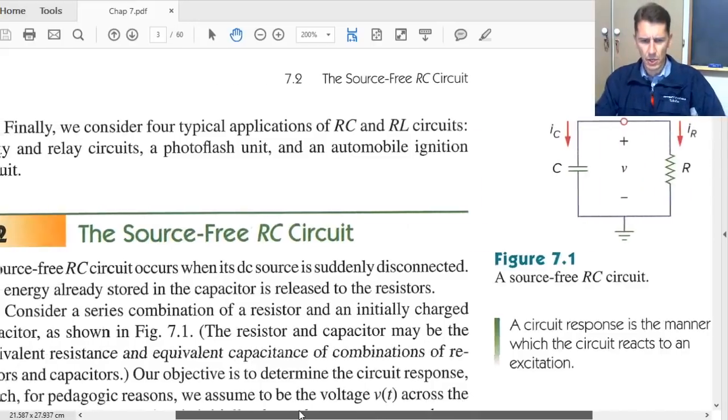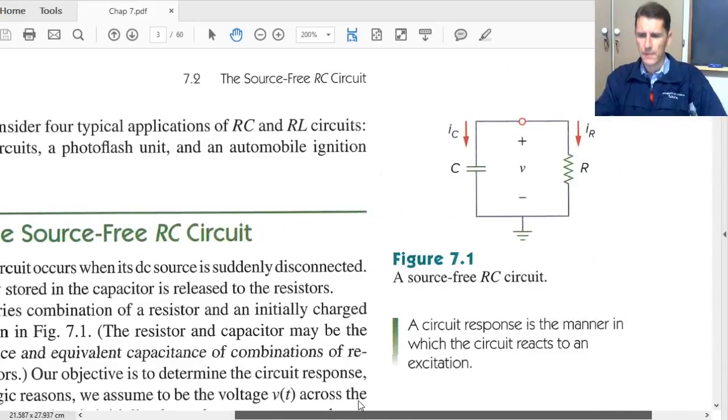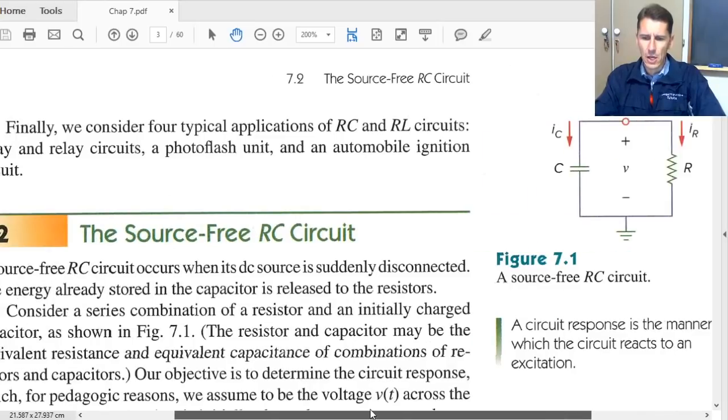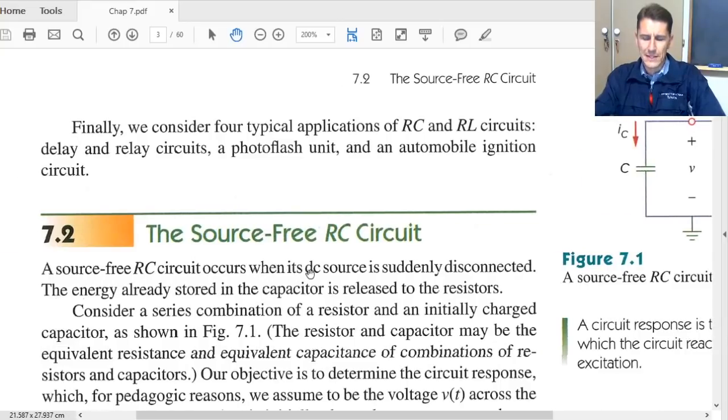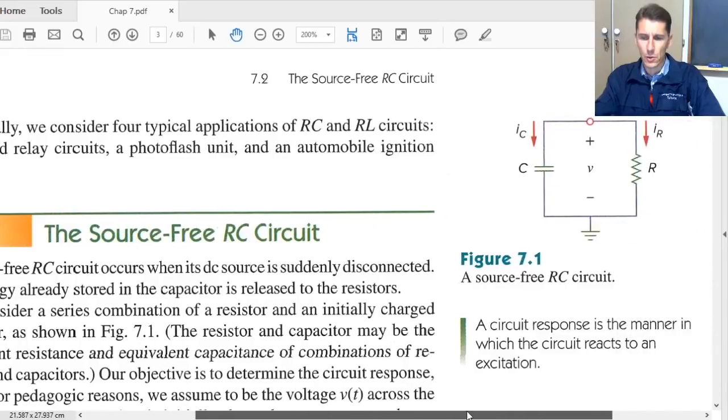There's a definition I want to give you first. What you'll notice in this circuit is there's no source connected, right? So this is known as a source-free RC circuit. So what is a source-free circuit? It's when its DC source is suddenly disconnected. The energy already stored in the capacitor is released to the resistor or the resistors.